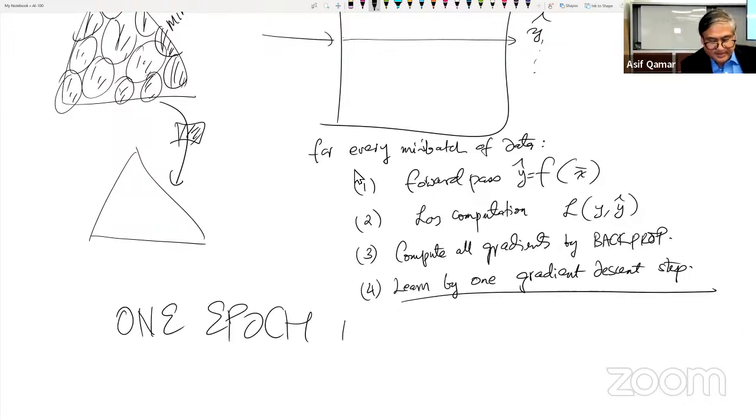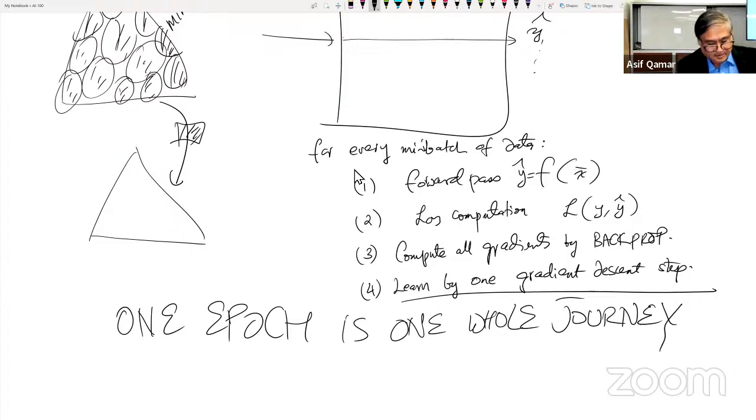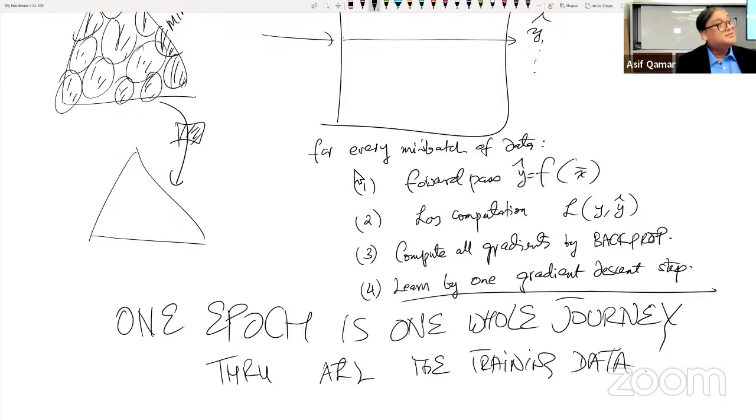An epoch is one whole journey through all the training data. But nothing prevents you from starting all over again. A good practice is to shuffle the data so that it's not the same mini batches. Just like with sand, mix it up, make another pile, and then start scooping from it.